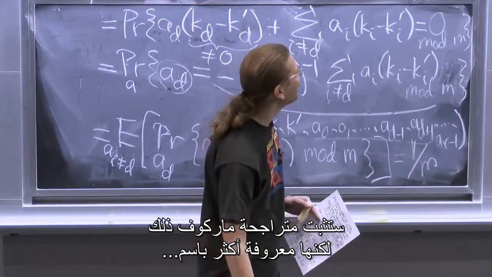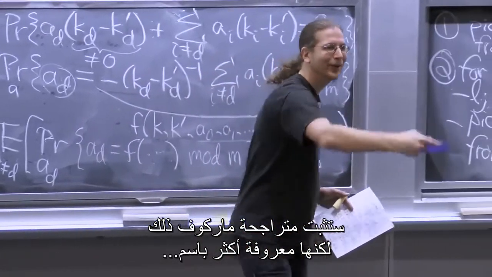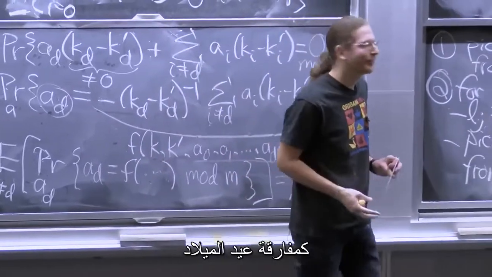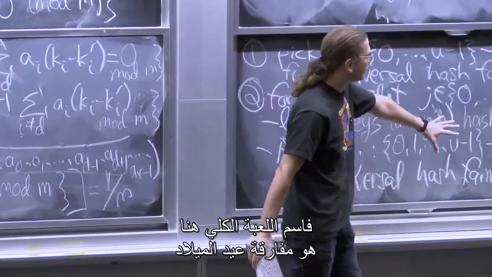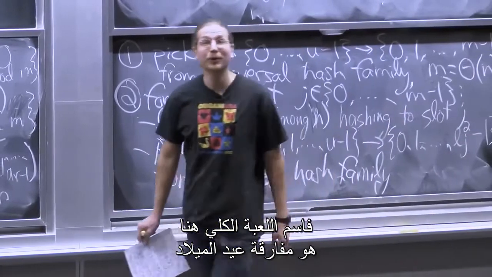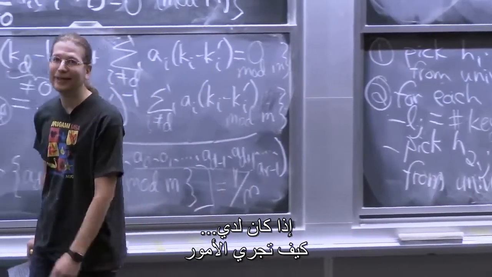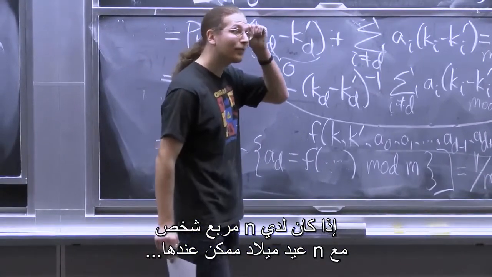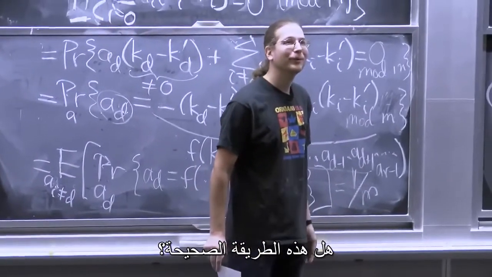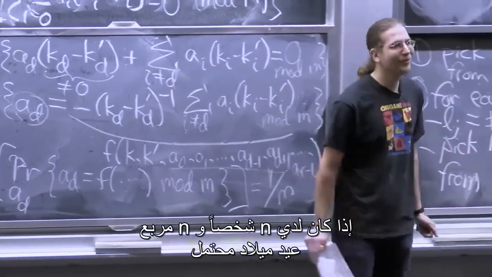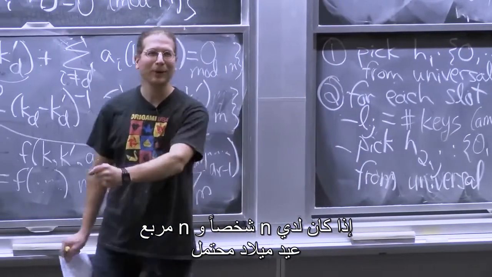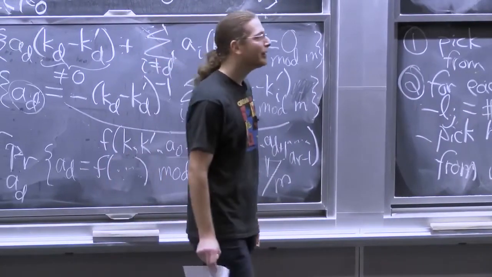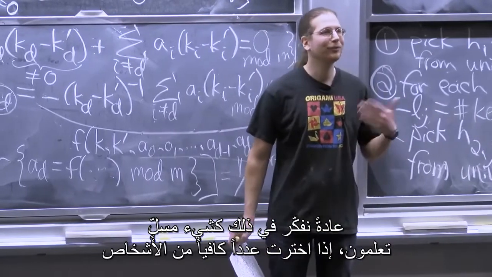Markov inequality would prove it, but it's more commonly known as the birthday paradox. So the whole name of the game here is the birthday paradox. If I have n people and n squared possible birthdays, the probability of getting a collision, a shared birthday, is 1/2.